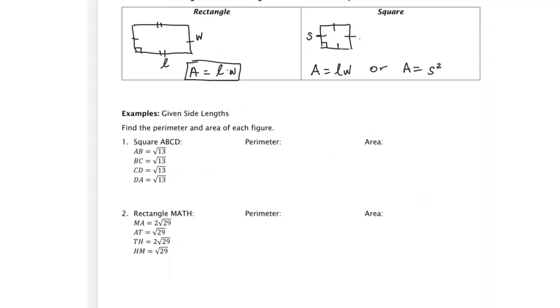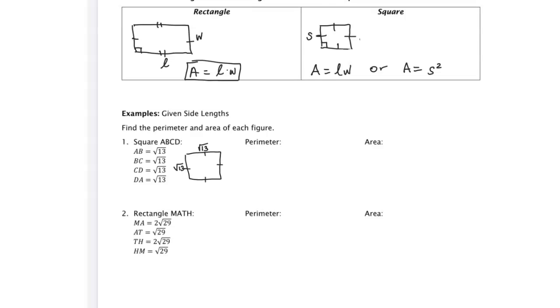Let's try a few examples. So we are asked to find the perimeter and area of each of our figures. We have square ABCD, and we should notice that each of the sides are the square root of 13. So if you want to, you can go ahead and draw a picture of a square, noting that each side is exactly the same, the square root of 13.